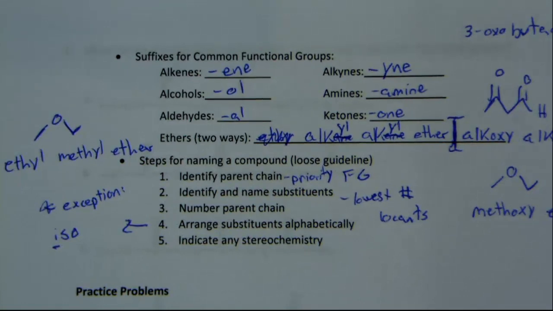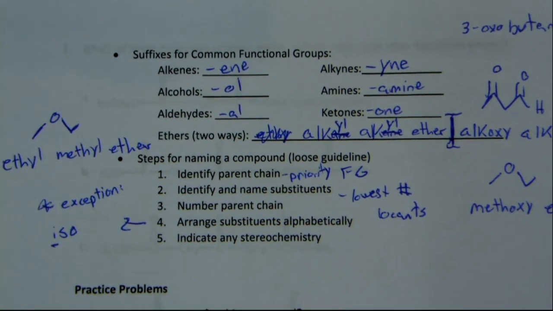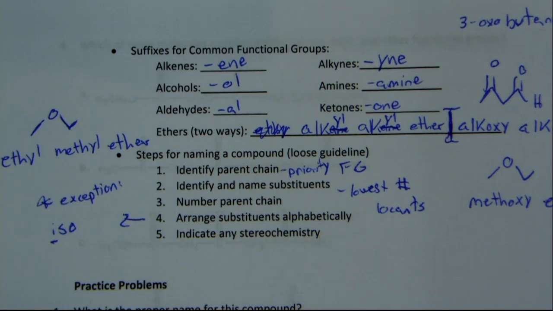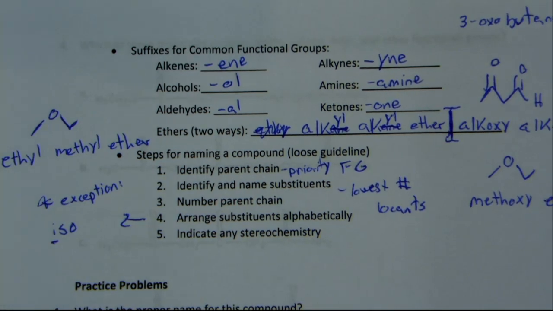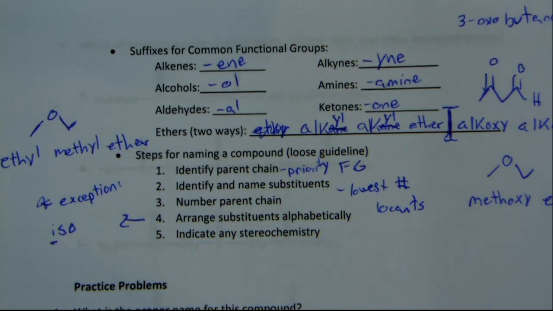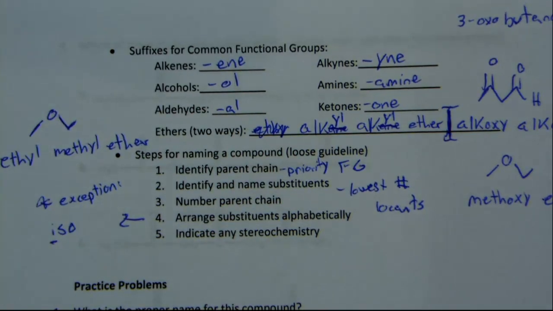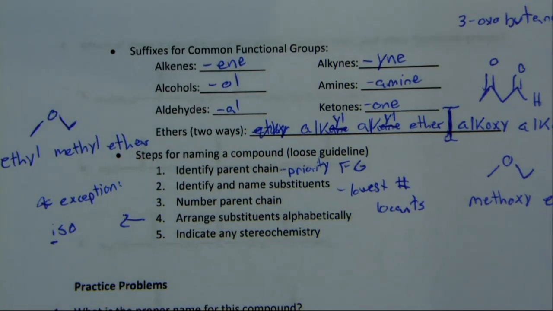And then lastly, we will indicate any stereochemistry. So for this one, what is the proper name for this compound? Let's just go by and see what we can. An easy way to approach the ACS is to just start eliminating as much as you can. So the one that sticks out to me is C.